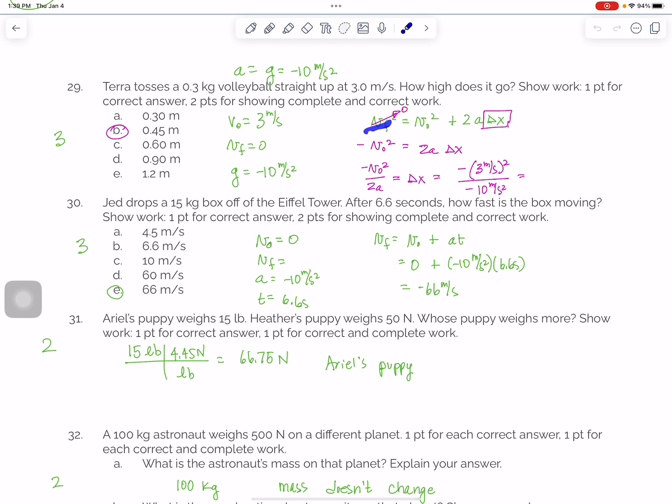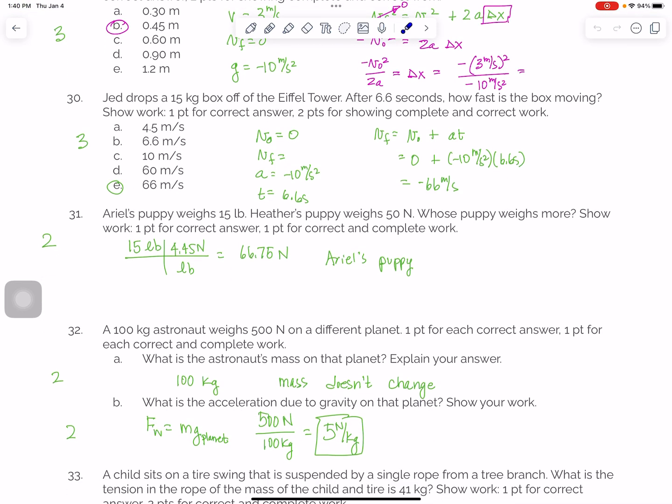My final velocity is 0, and then I'm going to subtract v0 from both sides. So this is my first isolation, and then since I'm solving for delta x, I'm going to divide both sides by 2a, and so I end up with this. And so delta x, plug in my numbers, and I get b.